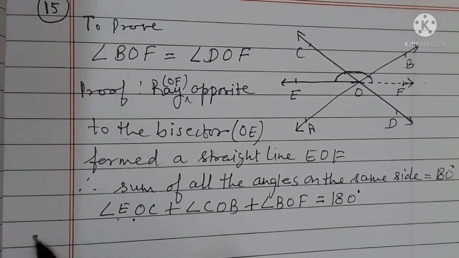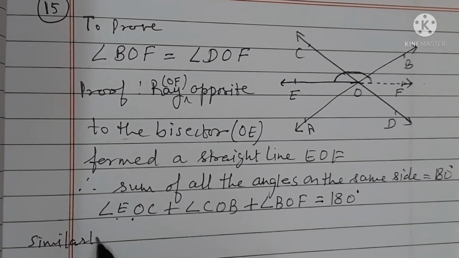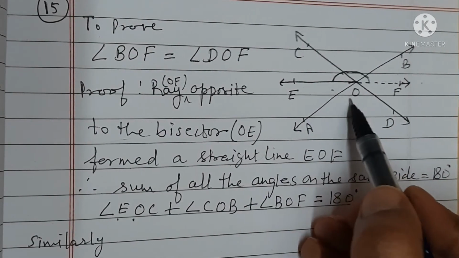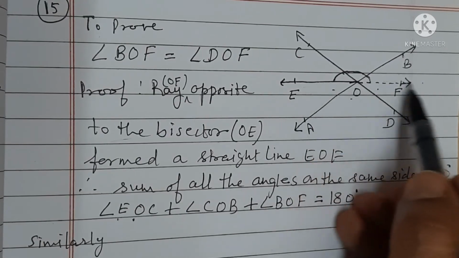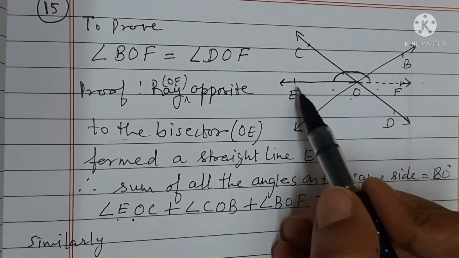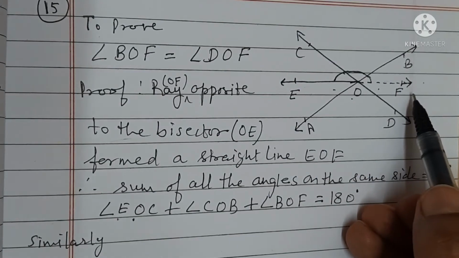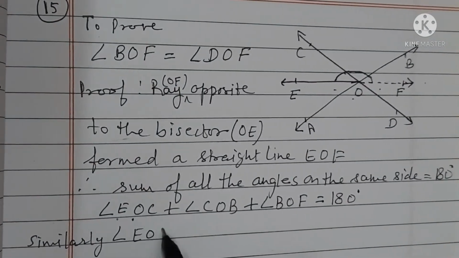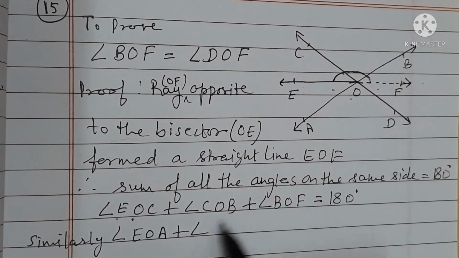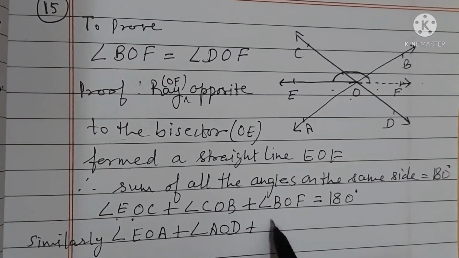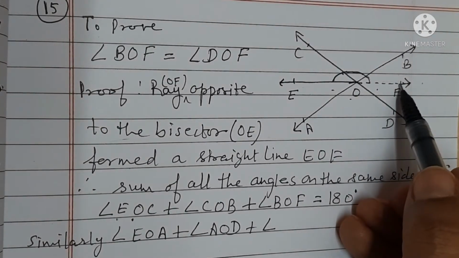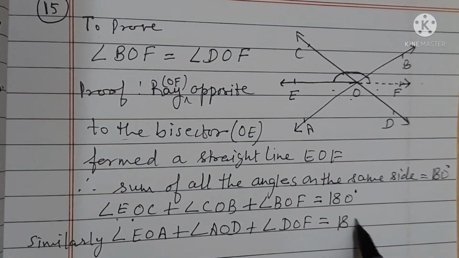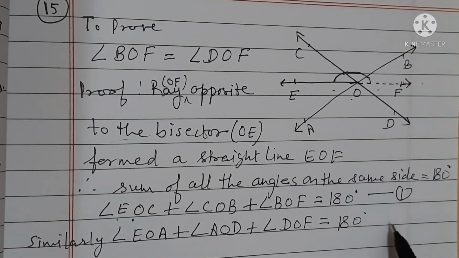Now similarly for other side, here also sum of 1, 2 and 3, these three angles on the same side of the line EOF is equal to 180 degree. So write it, angle EOA plus angle AOD plus angle DOF is equal to 180 degree. This is first equation, this is second.